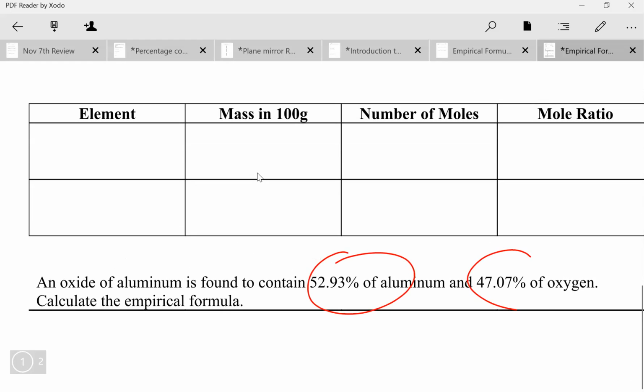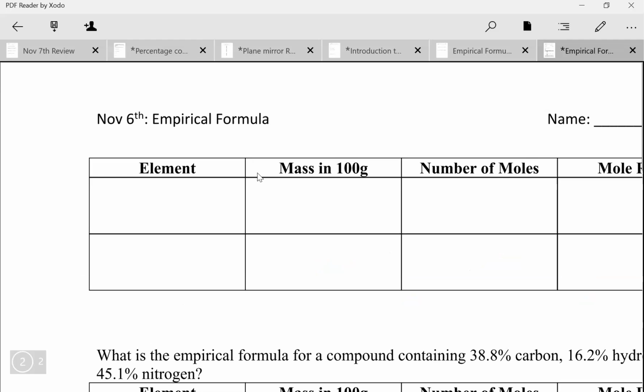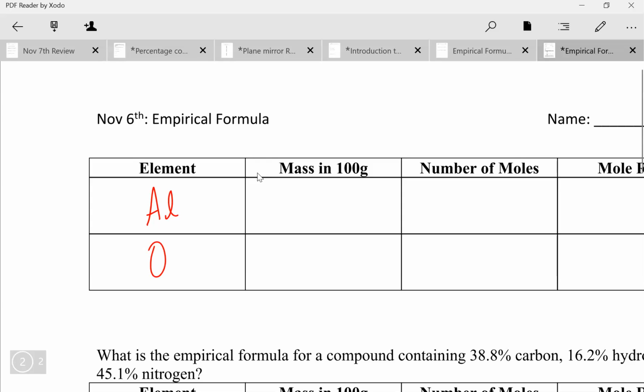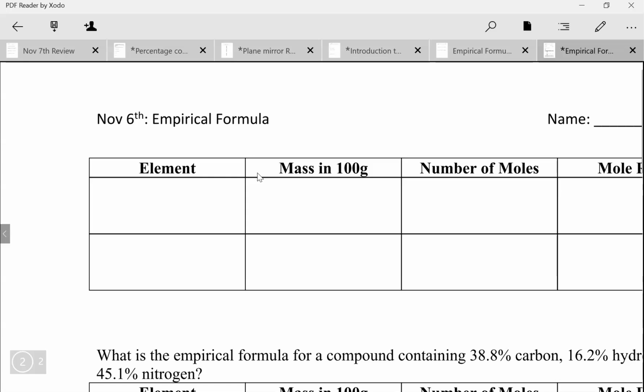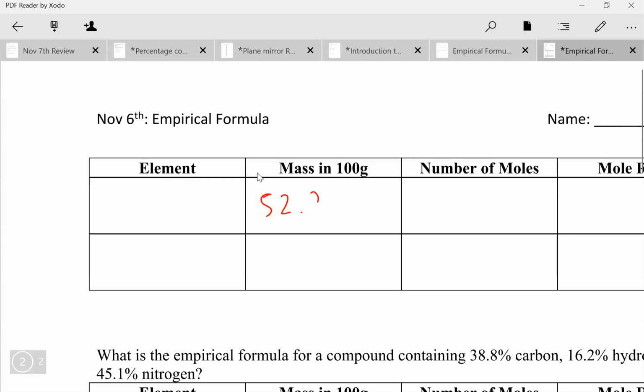We have 52.93 aluminum, 47.07 oxygen. So the elements are aluminum and oxygen, and we have 52.93 and 47.07.